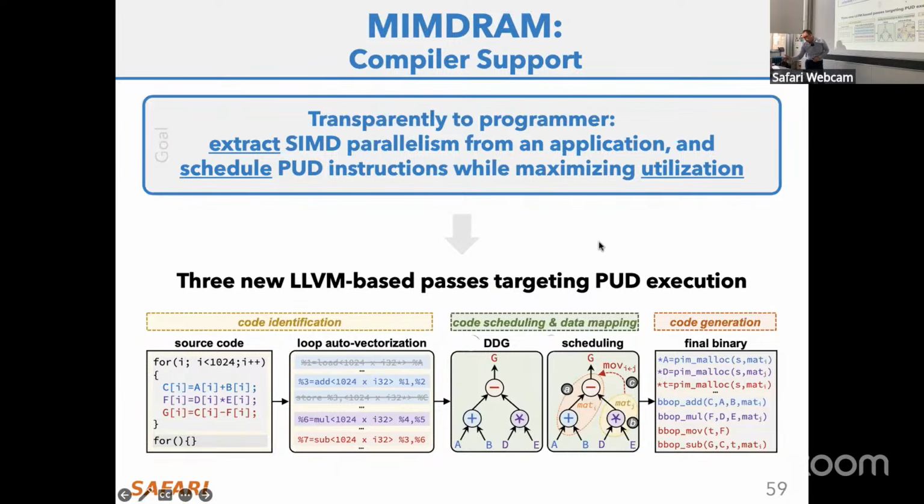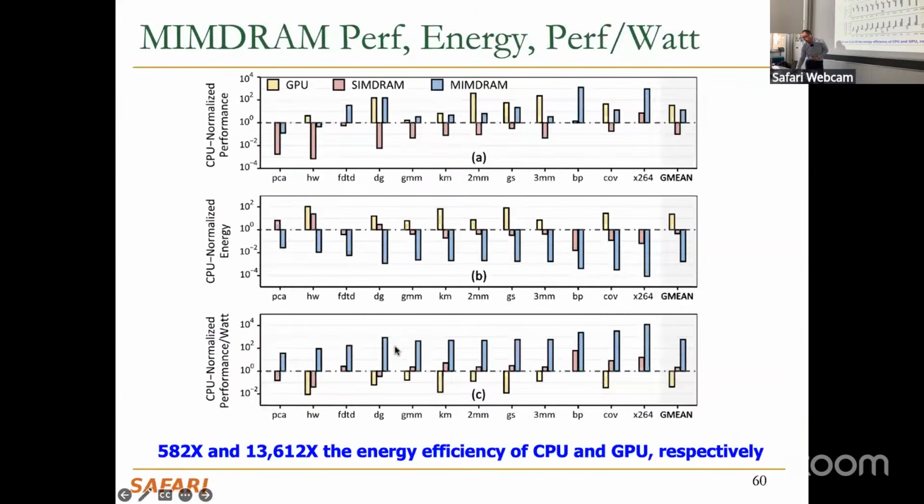Again, this is all open source. You can find it online. And I suggest improving this as much as possible because there's more work to be done in this area. So transparently to the programmer, it extracts vector parallelism or SIMD parallelism from an application and schedules processing using DRAM instructions while maximizing utilization in the different mats you have. So it identifies code, it does code scheduling and data mapping, and it also does code generation such that the programmer doesn't do any of these.